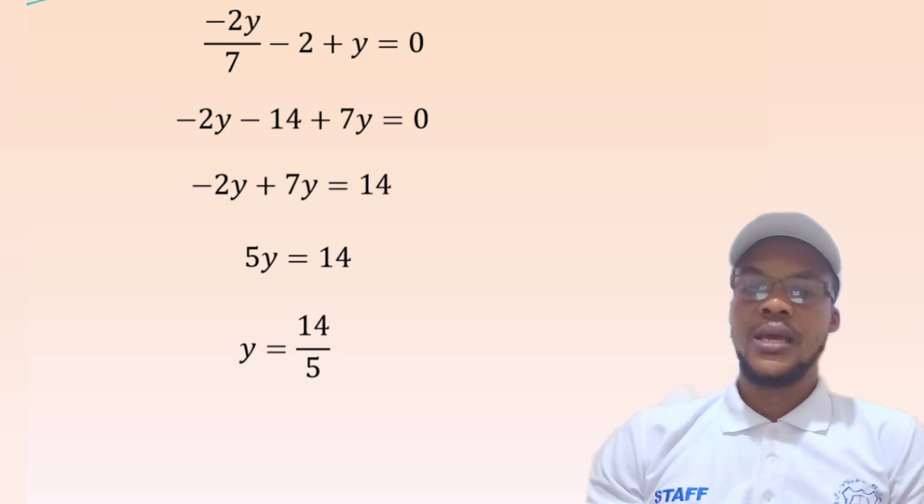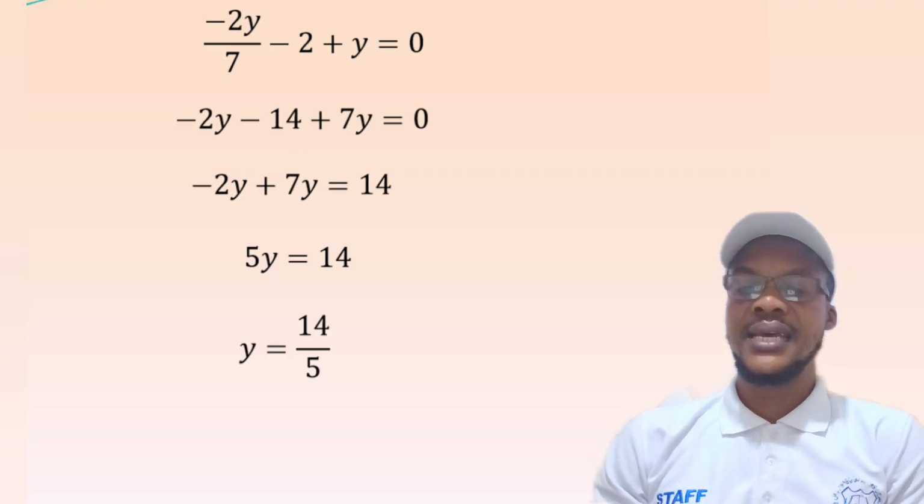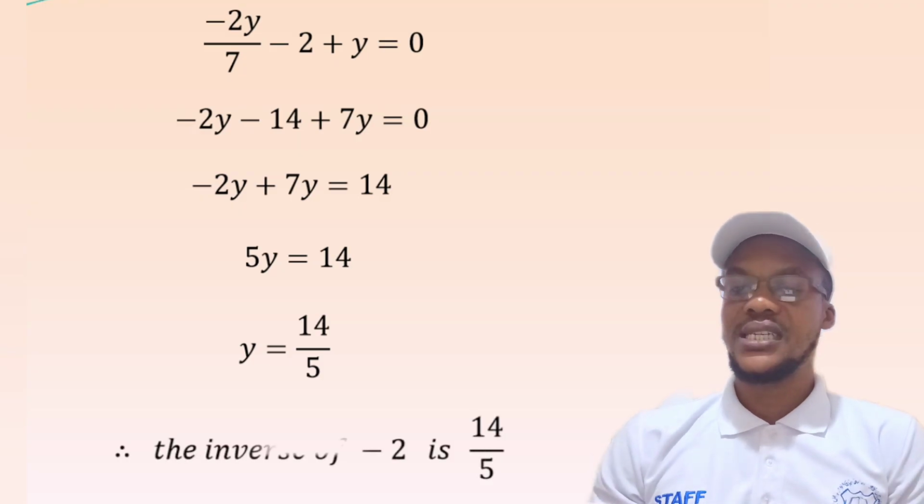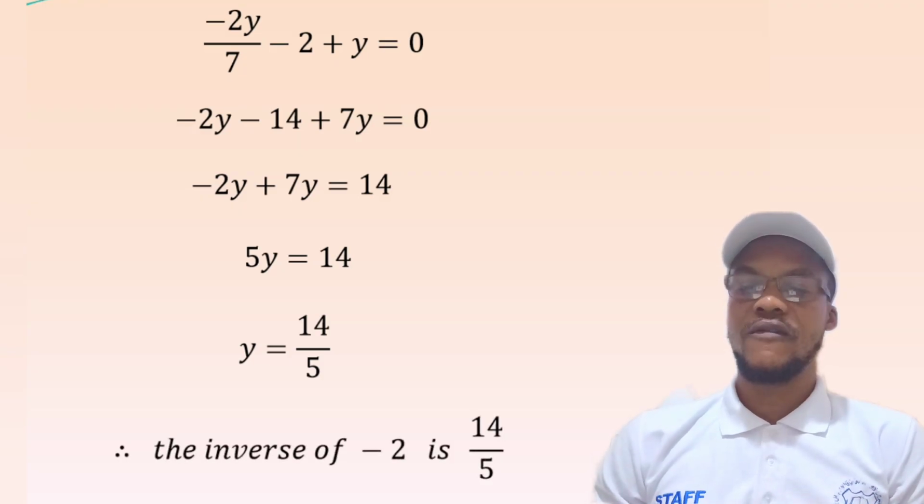So the y is our inverse of -2. It means that the inverse of -2 under the operation is 14 on 5. So that is what we are talking about. The inverse of -2 is 14 on 5. So the first question is answered.